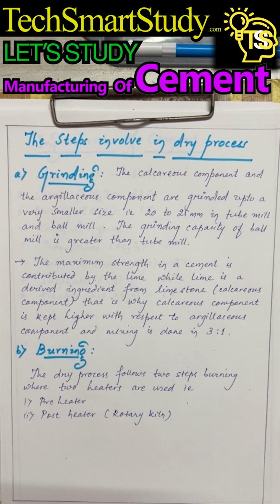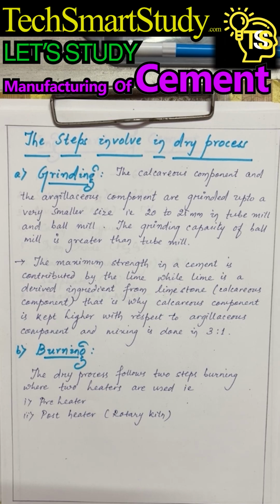The maximum strength in a cement is contributed by the lime, while lime is a derived ingredient from limestone or calcareous component. That is why calcareous component is kept higher with respect to argillaceous component, and the mixing is done in 3:1. Now the strength is contributed to cement by lime, which comes from limestone, and limestone is a calcareous component which is rich in calcium.